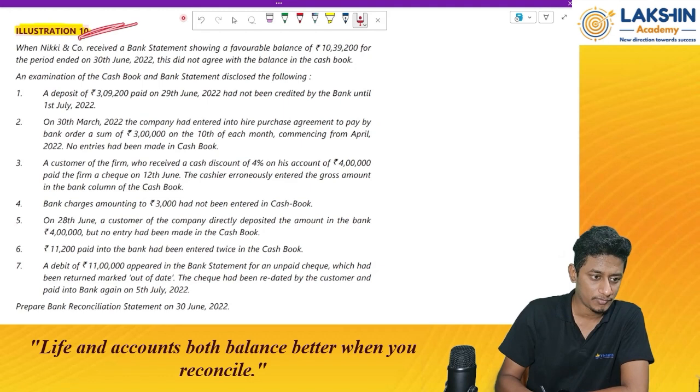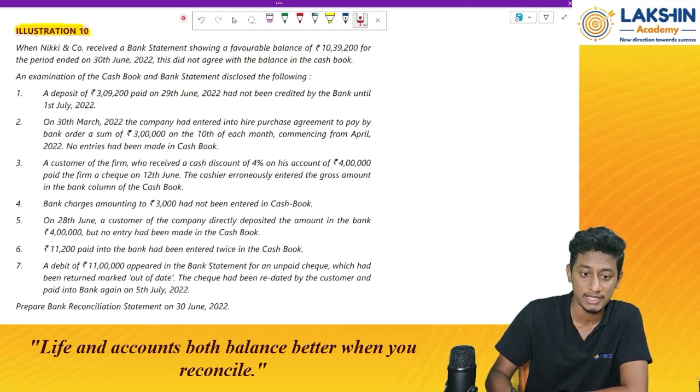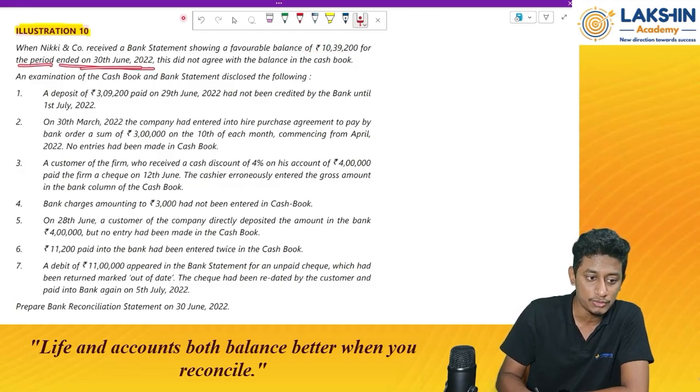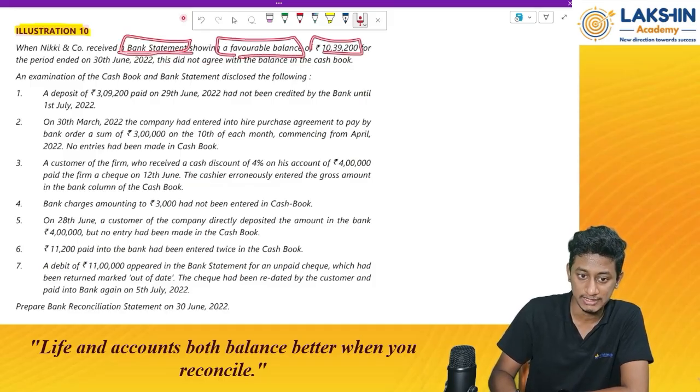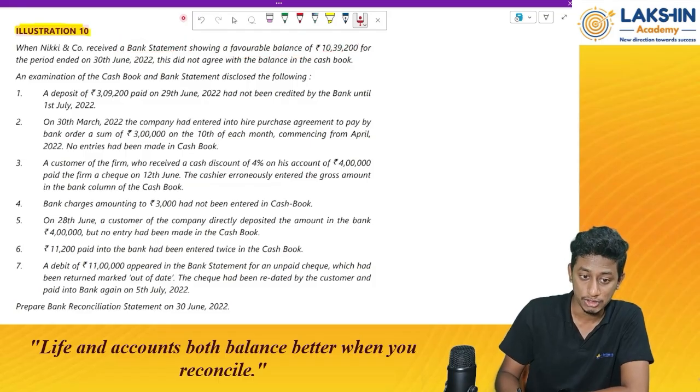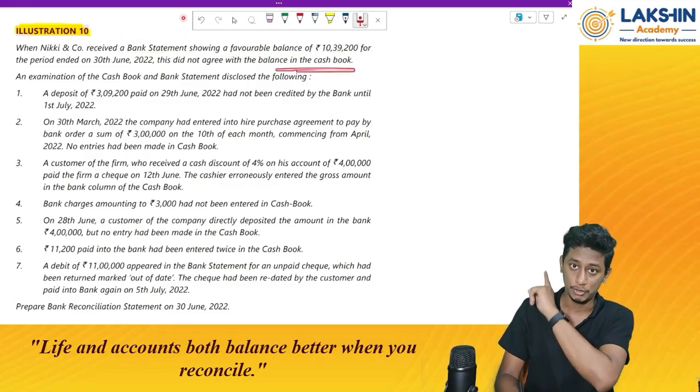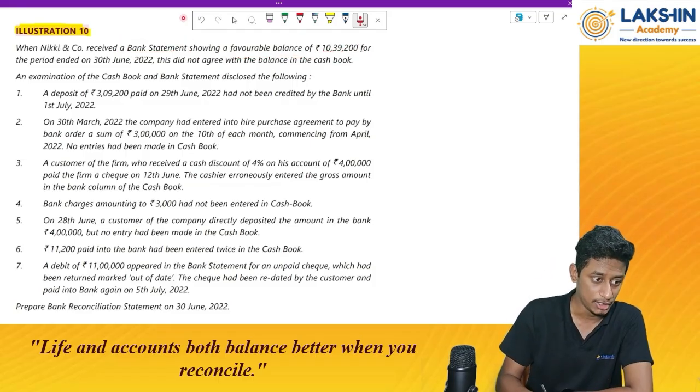Illustration number 10. When Nikki and Co received a bank statement showing a favorable balance, so a positive balance, of rupees 10,39,200 for the period ended 30th June 2022, this did not agree with the cash book. So what has happened? As per the bank statement, there was a favorable balance of rupees 10,39,200, but this was not matching with the cash book. So this amounted to preparing a bank reconciliation. An examination of the cash book and bank statement disclosed the following.